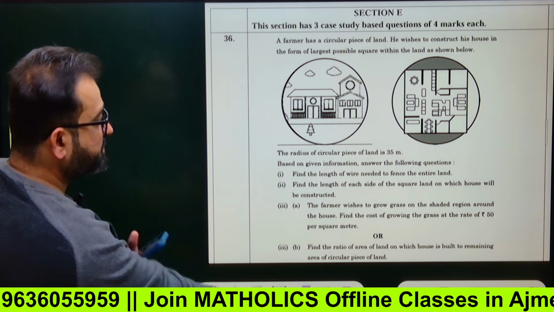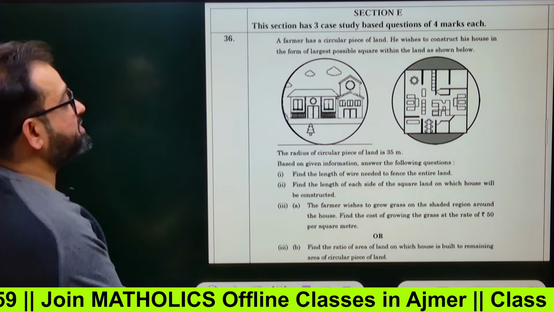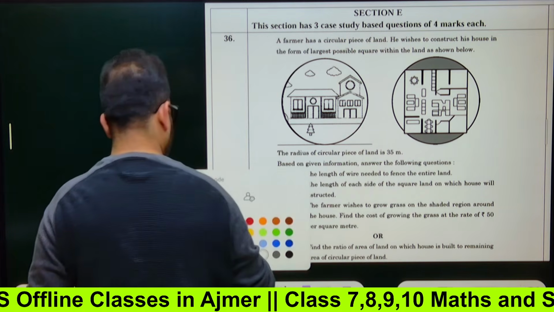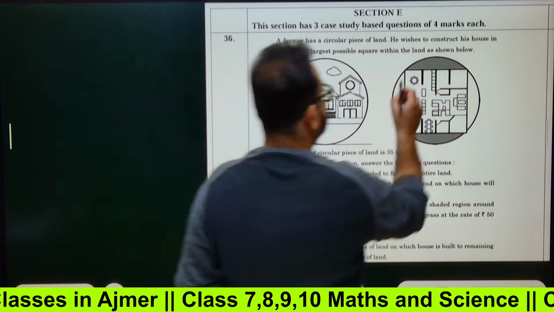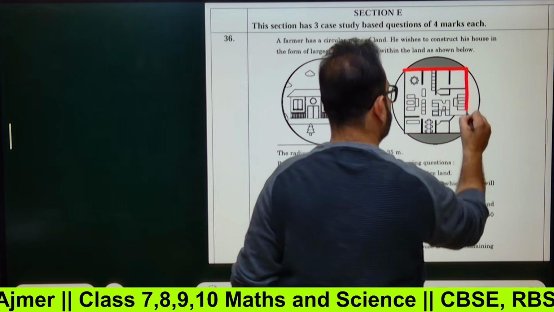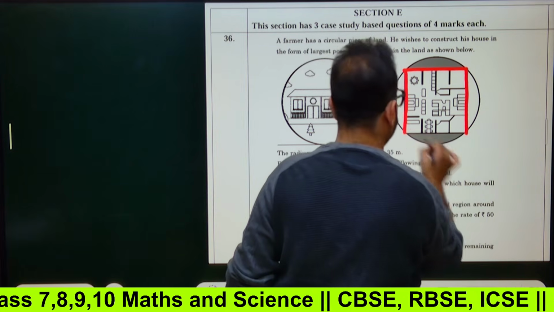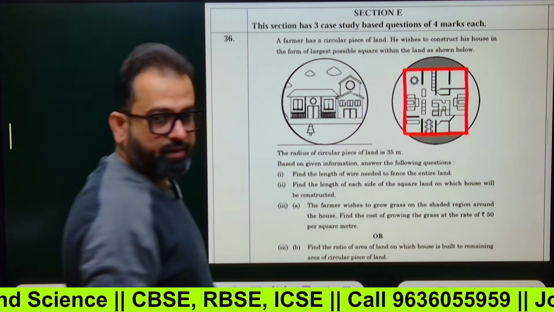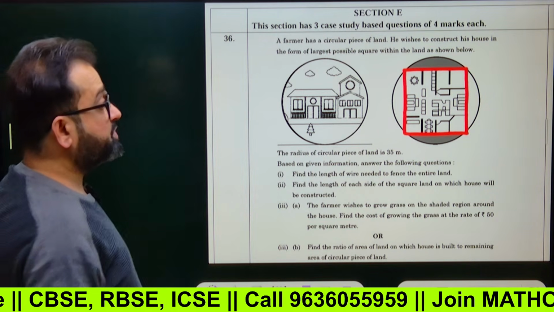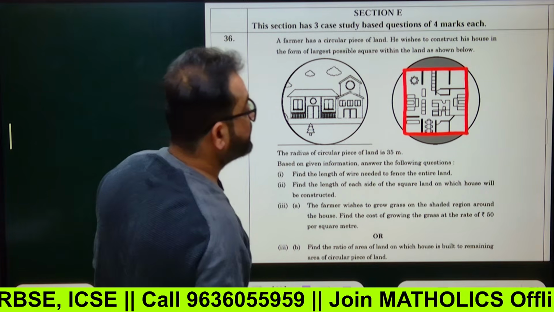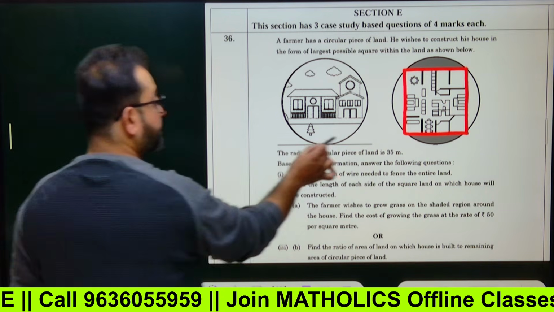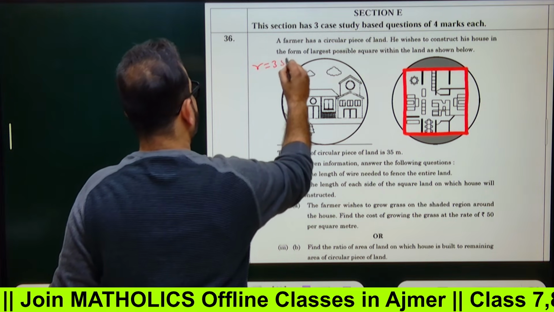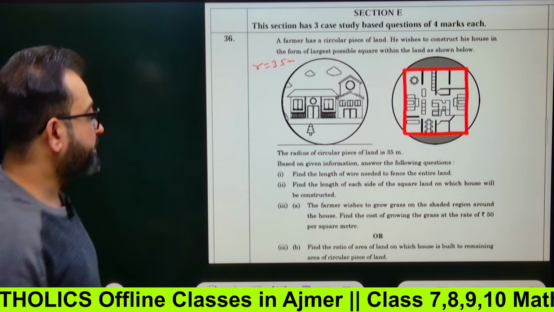A farmer has a circular piece of land. He wishes to construct his house in the form of the largest possible square within the land. This is the land, and this is the largest possible square on which the farmer wants to make the house. The radius of the circular piece of land is 35 meters. Based on the given information, answer the following questions.